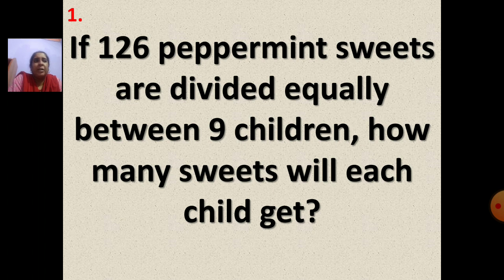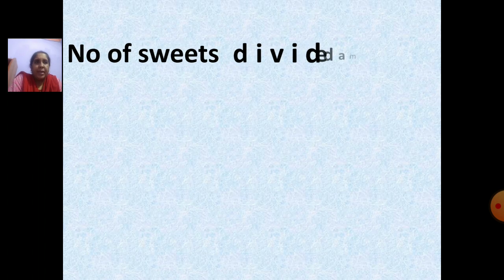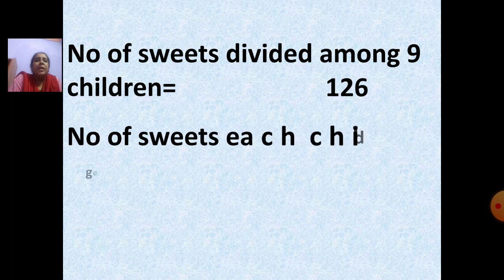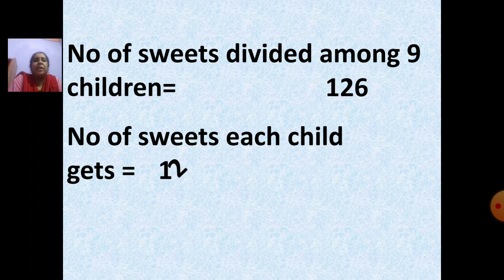What will be the first statement? Yes, number of sweets divided among 9 children. How many sweets were divided among 9 children? 126. Okay. Now, the second statement is number of sweets each child gets. How many sweets will each child get? How are you going to find out? 126 divided by 9. Now you have to do the working. How are you going to do it? You will draw the line and write the number inside.